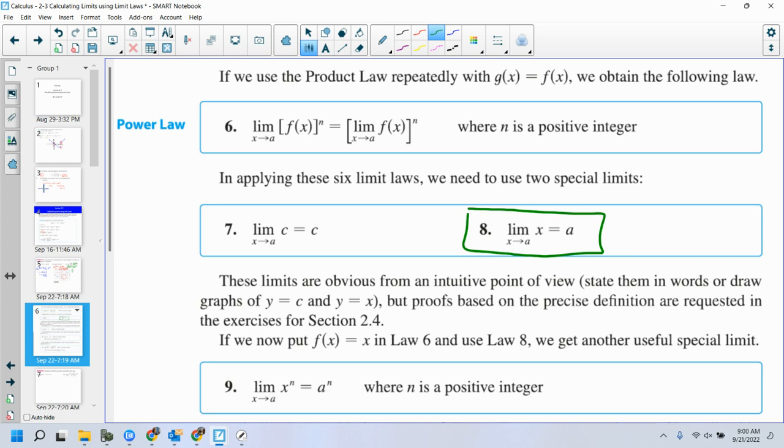Now, these limits are obvious from an intuitive point of view, but the proofs are, and I'm going to say this a lot from here on out, all in the book for these rules. The author of this book is really good. They put the proofs to every single theorem and law that we have in the back of the book. So if you ever have some time on the weekend and want to do a little light reading, take a peek.